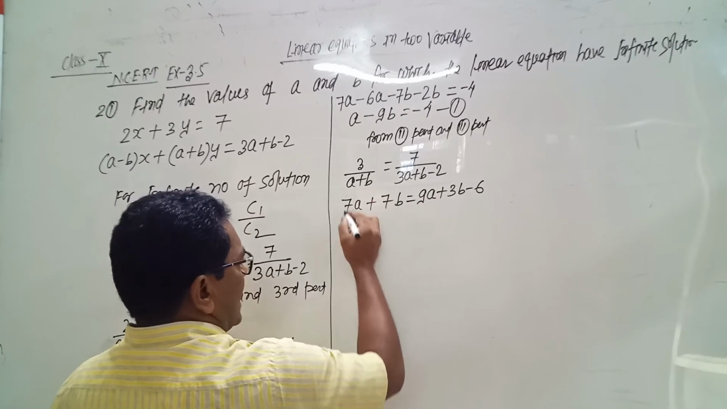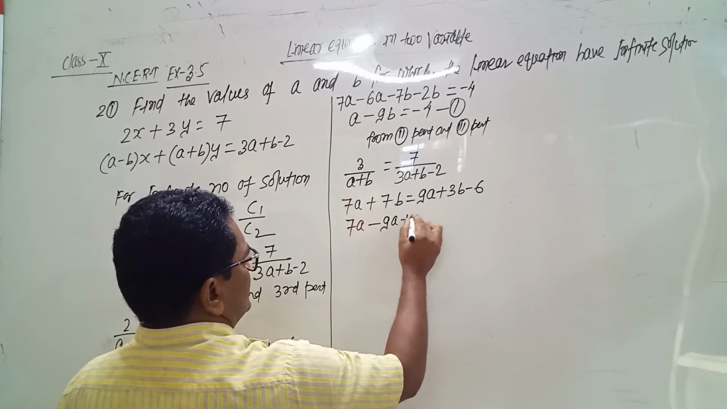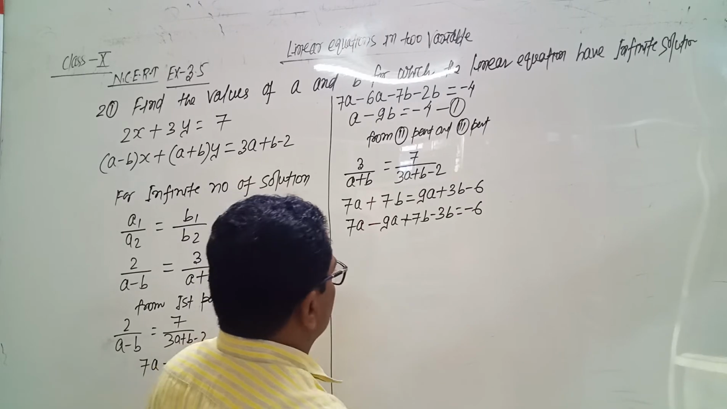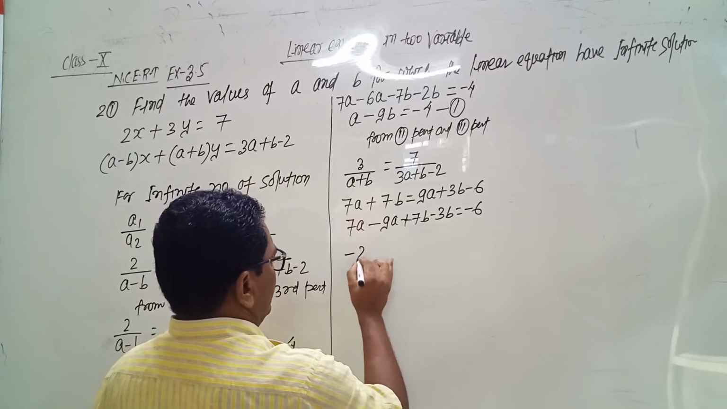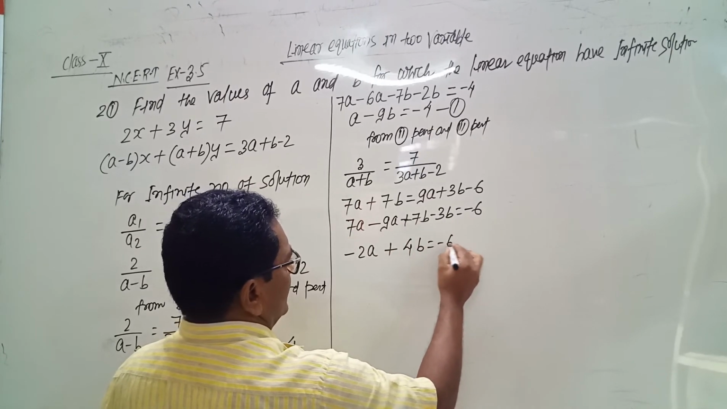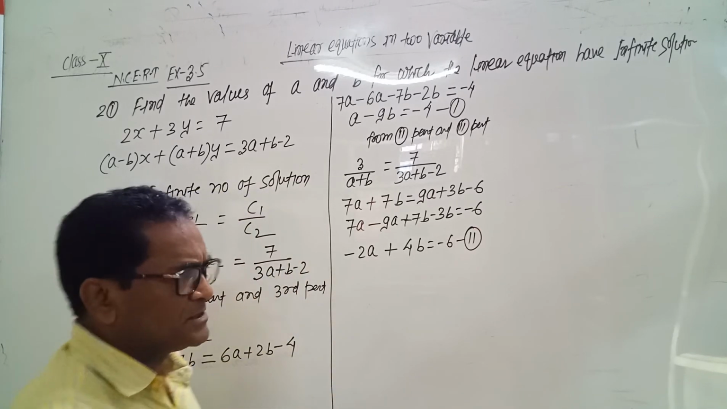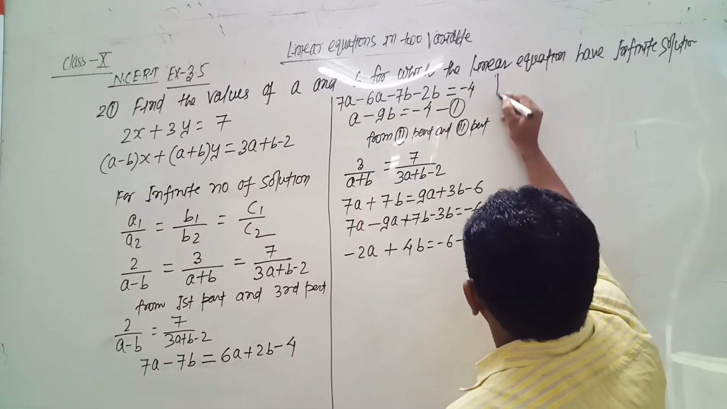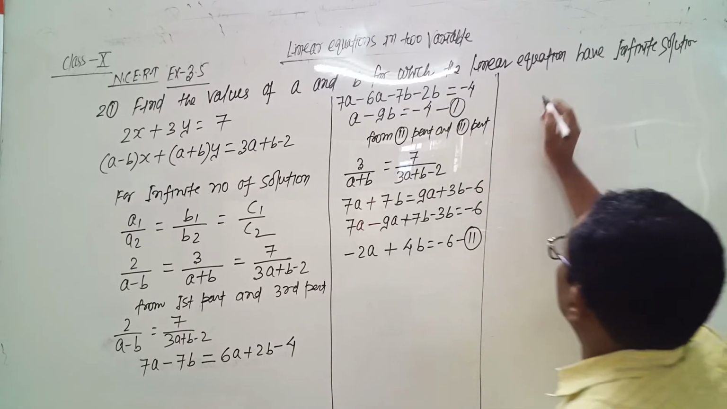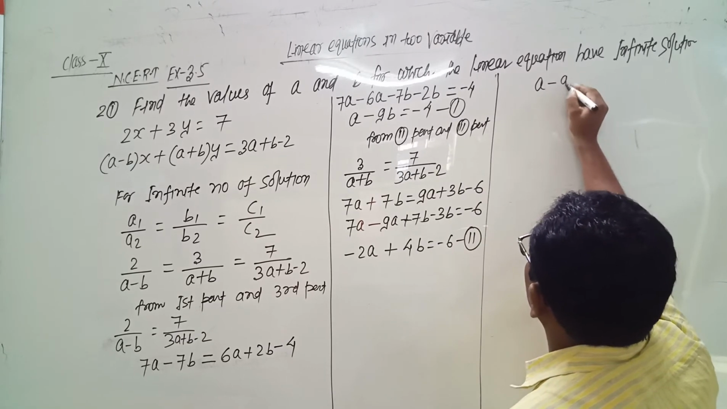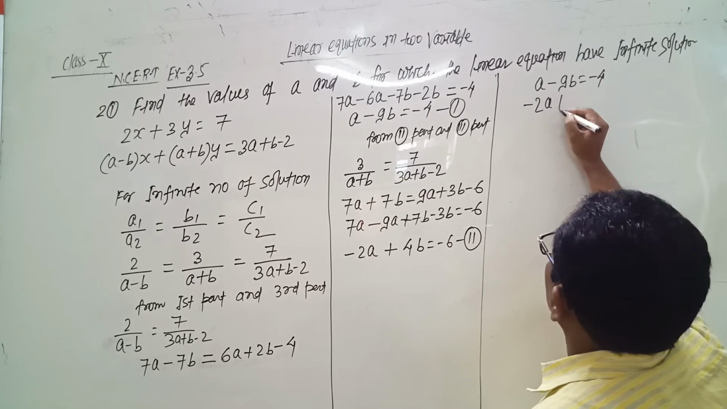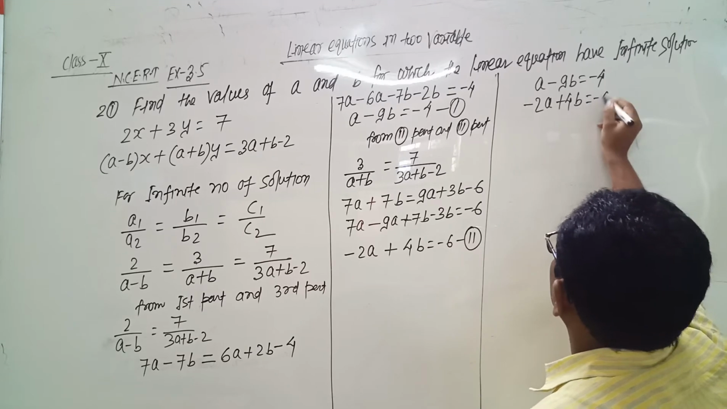So 7a, 9a will go on left side, plus 7b, 3b will go on left side, equals to minus of 6. So 7a minus 9a, it gives minus 2a. 7b minus 3b, 4b equals to minus of 6. So we get second number equation. Now we have to solve both the equations. And we solve these two equations by cross multiplication method. So a minus 9b equals to minus 4 and minus 2a plus 4b equals to minus 6.